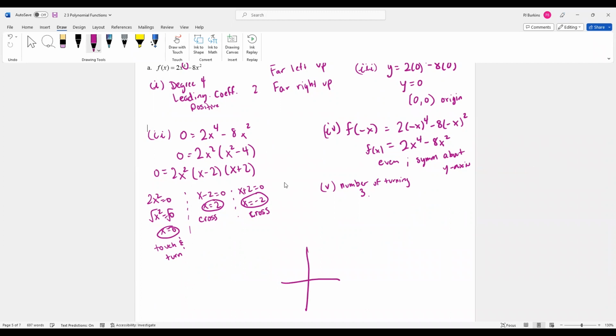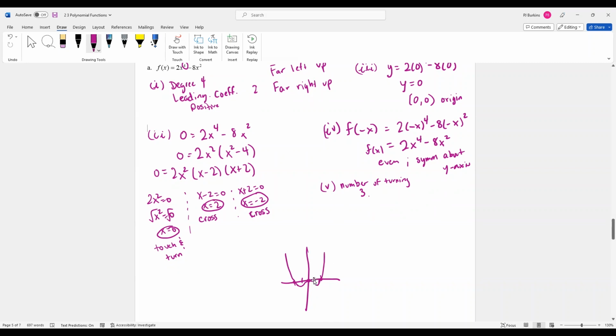So far we have that we touch at x equals 0. We know the y-intercept is also (0, 0). We touch at x equals 2 and x equals negative 2. We know that it's up on both sides, right? And we know that we cross at x equals 2 and x equals negative 2, which means this thing has to go below the axis on both of these, and then it's got to touch and bounce back at this point.